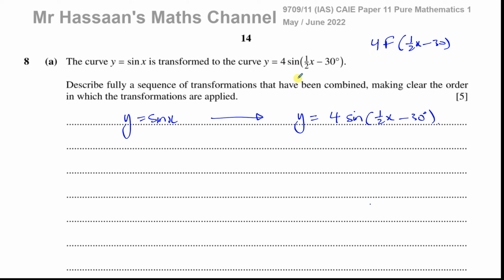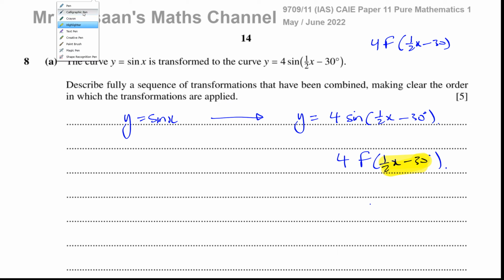Okay, so you can think of this as the original function, where the x has been replaced by a half x minus 30, and the whole function is multiplied by 4. You can think of it like this: 4 times f of half x minus 30. So we always start with what's inside the function.